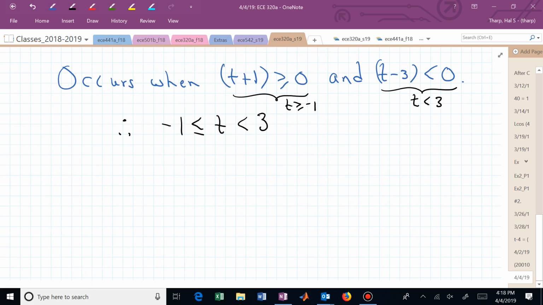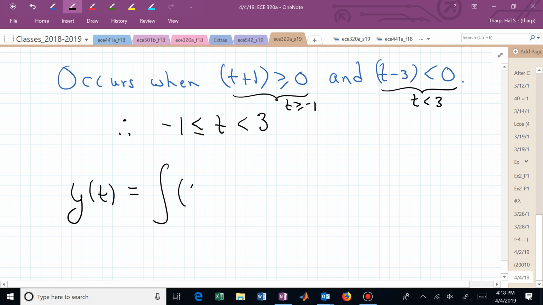Now we say that we have y of t is equal to the integral. Let me worry about the limits in a minute, but the argument is x of t minus lambda, which is 5, times h of lambda, which is 2e to the minus 2 lambda d lambda. That's x of t minus lambda, h of lambda.